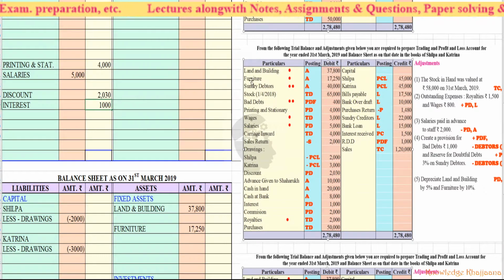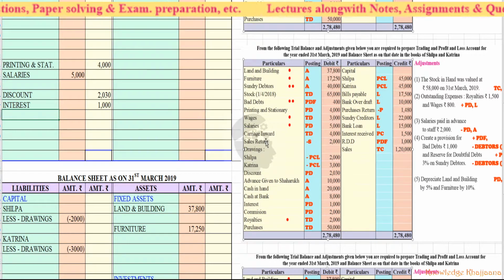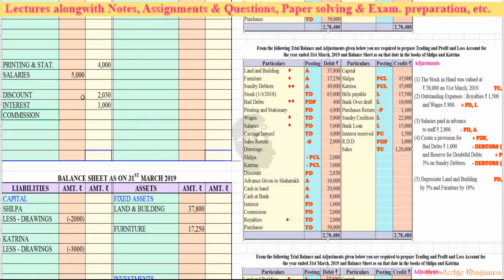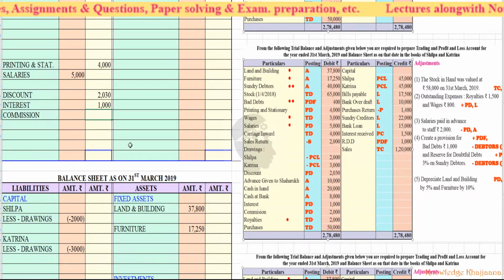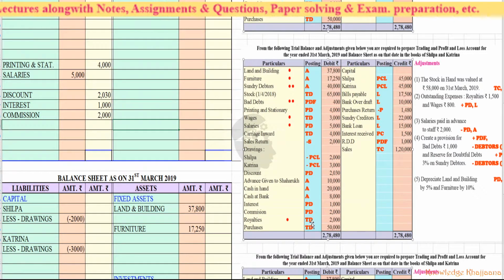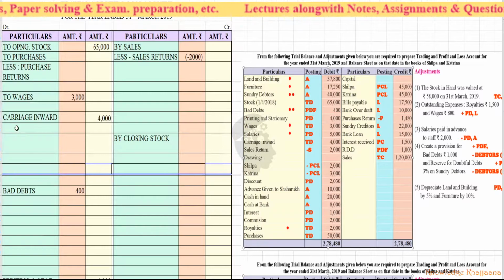Then commission, again on the debit side of the trial balance, which means commission has been paid. So it is an expense. Again, profit and loss account debit side. Commission of rupees 2,000. Then royalties. Royalties are trading account debit side.